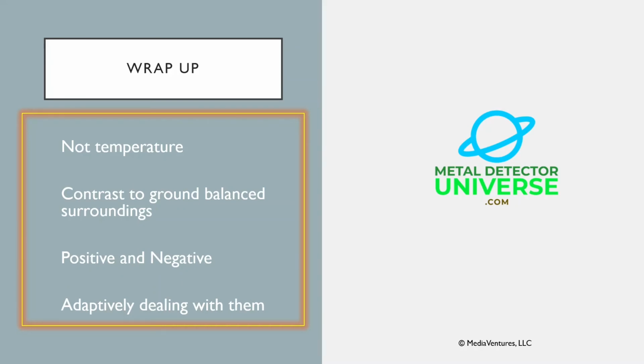So that was short and sweet. In the wrap-up, we just want to know that hot rocks are not about temperature. It's about a contrast to the ground-balanced surroundings. There's two kinds, positive and negative. They're called hot rocks, but they're also called hot and cold rocks. And you just need to learn to adaptively deal with them. So that's kind of a wrap-up.